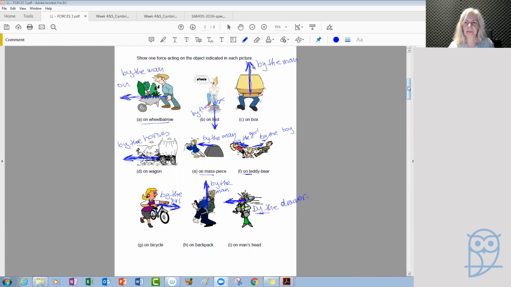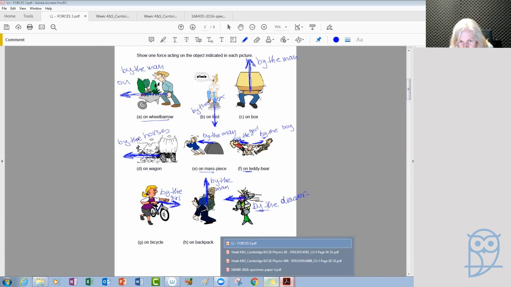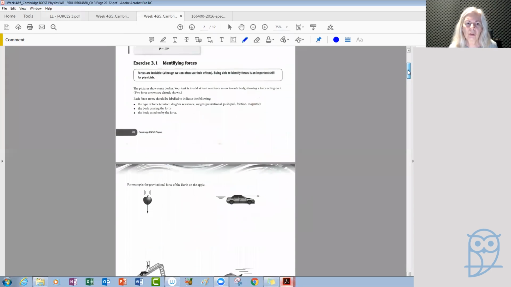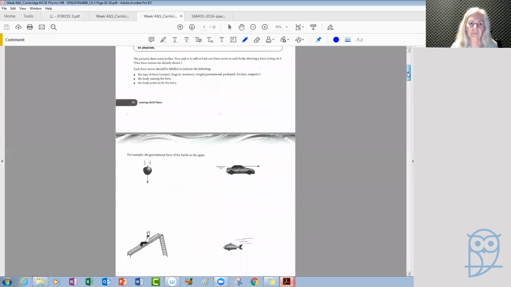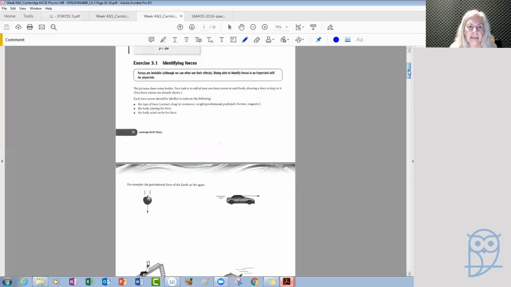And there's a similar exercise in this workbook, but hold it, let's see. Yeah, there it is. Look at this. Maybe you have this workbook or maybe not. If you don't have it, it's not the end of the world at all, because I can show you something. There is a problem here identifying forces. It says each force arrow should be labeled to indicate the following.